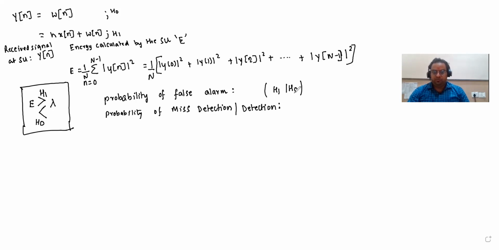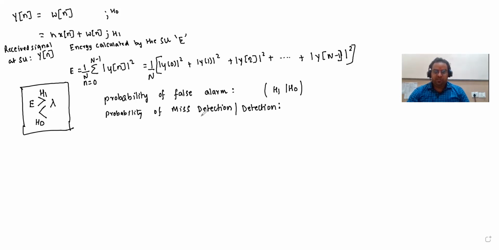H0 was true. The primary user was absent. The spectrum was available, but the secondary user did not use it because it thought that the primary user is present and H1 is true. So that becomes disastrous for the secondary user.